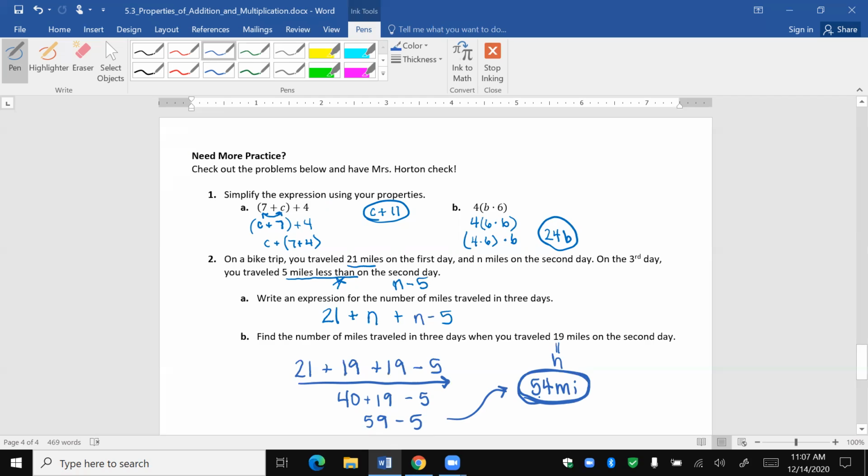Okay, so part of this today is going to be using those properties like we did on A and B to switch those things around so you can combine some things. And then part of it will also be using some of that stuff we talked about last section with writing a few more expressions, okay? Again, the more you practice these, the more you work with those properties, the easier these things will get for you.